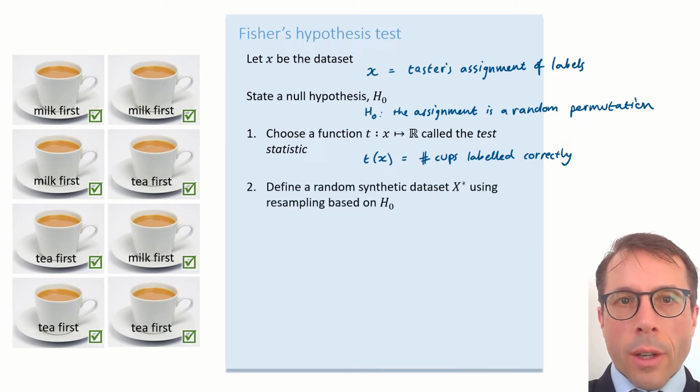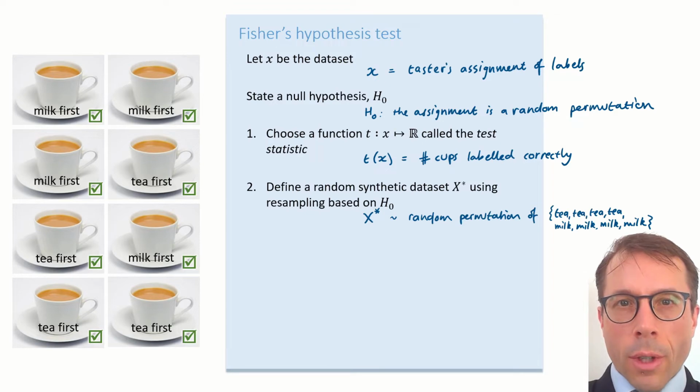Next, we create synthetic datasets. Let's write X star for a random synthetic dataset. The key feature is that X star should be a random synthetic dataset that's generated under the assumption that H0 is true. In Fisher's experiment, H0 says that the assignment is a random permutation, so that's exactly what X star will be.